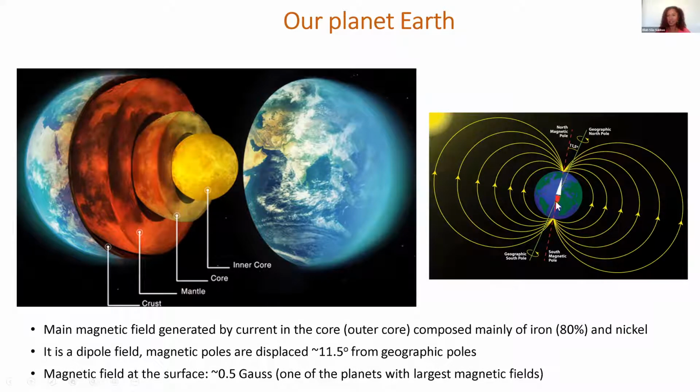It's an inverted dipole, so the north pole of the magnetic field points towards the south of the planet. Therefore, the magnetic field lines point upwards. And it's tilted by about 11.5 degrees from the geographic poles. The currents are such that they create a magnetic field of about 0.5 Gauss on the surface. And this is one of the largest magnetic fields of the telluric planets in the solar system.